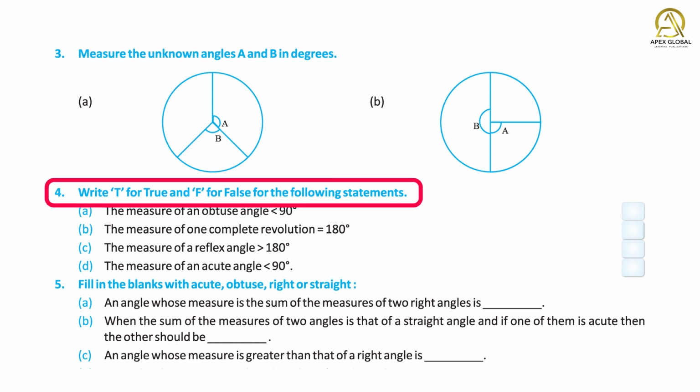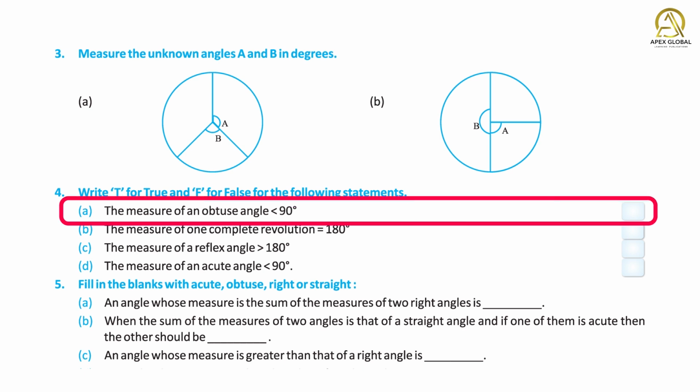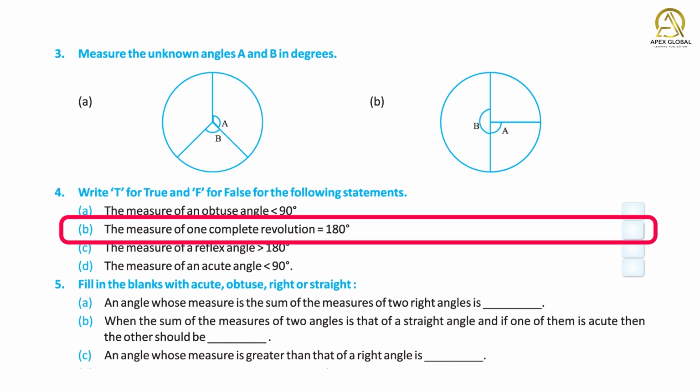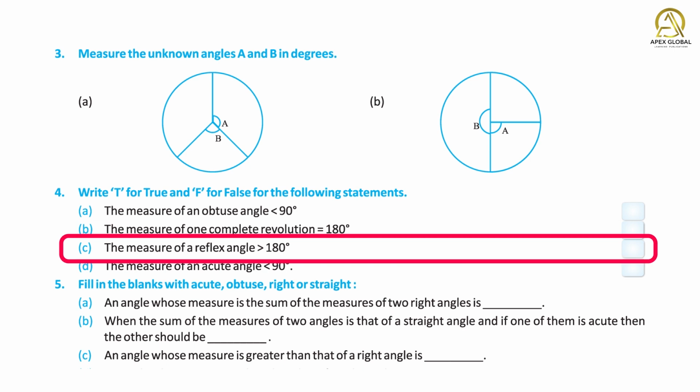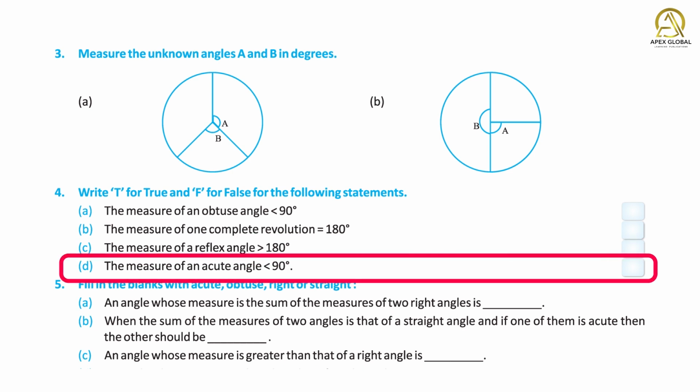Question 4. Write T for true and F for false for the following statements. A. The measure of an obtuse angle is less than 90 degrees. Solution. False. B. The measure of one complete revolution is equal to 180 degrees. Solution. False. C. The measure of a reflex angle is greater than 180 degrees. Solution. True. D. The measure of an acute angle is less than 90 degrees. Solution. True.